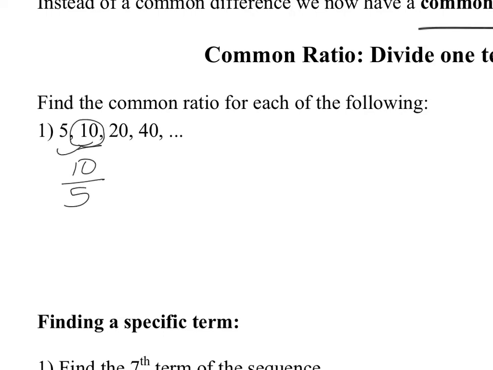So 10 is this term. The one before is 5. So the common ratio is 2. Check it out to make sure. 5 times 2 is 10. 10 times 2 is 20. 20 times 2 is 40. That looks about right.